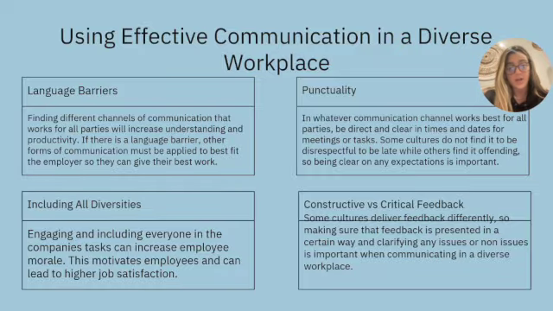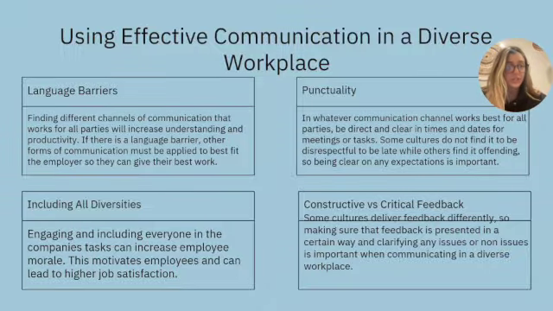Language barriers are an issue in a diverse workplace. Finding different channels of communication that work for all parties will increase understanding and productivity. If there is a language barrier, other forms of communication must be applied to best fit the employee so they can give their best work. Another issue may be exclusion. So, including all diversities is a solution. Engaging and including everyone in the company's tasks can increase employee morale. This motivates employees and can lead to higher job satisfaction.